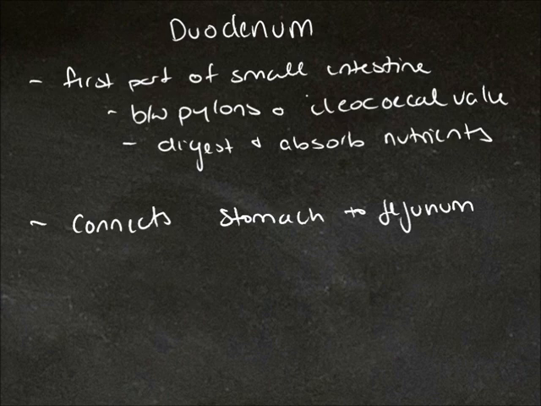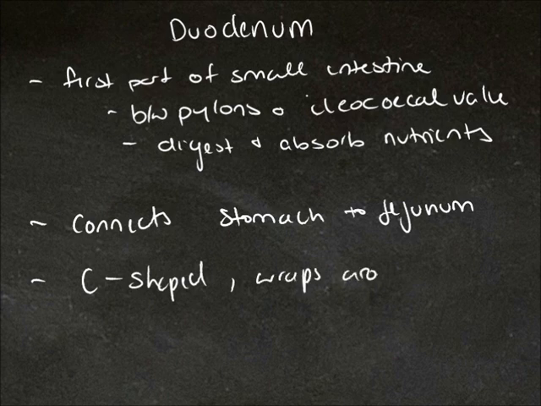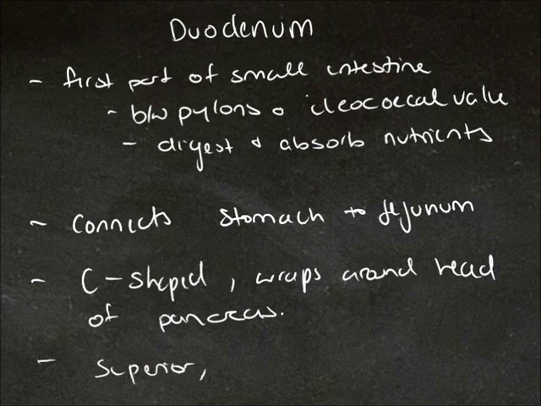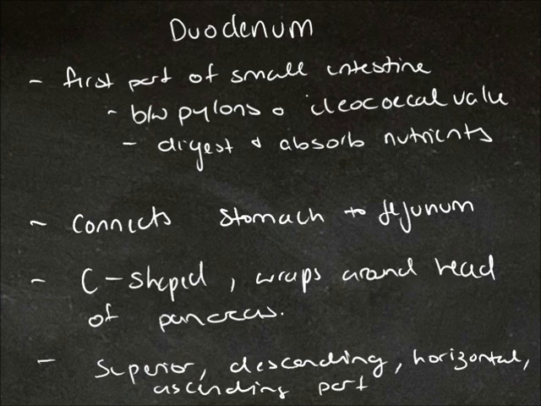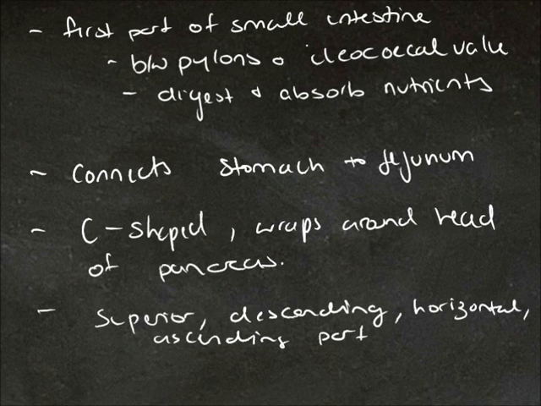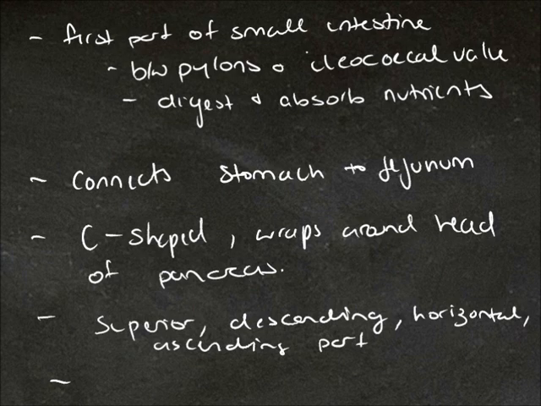The duodenum is C-shaped and wraps around the head of the pancreas. It is divided into four parts: the superior part, the descending part, the horizontal part, and the ascending part. It has three bends or flexures. The first is the superior flexure. The second is the inferior flexure. And the third is the duodeno-jejunal flexure.